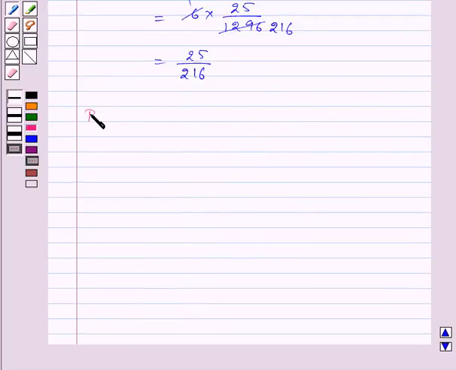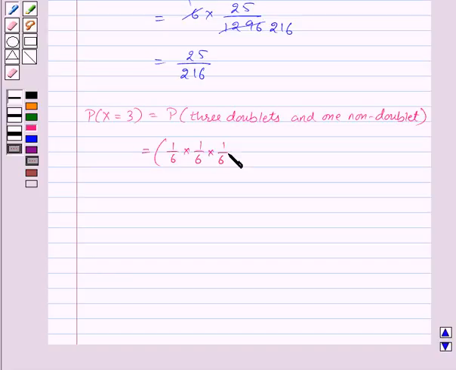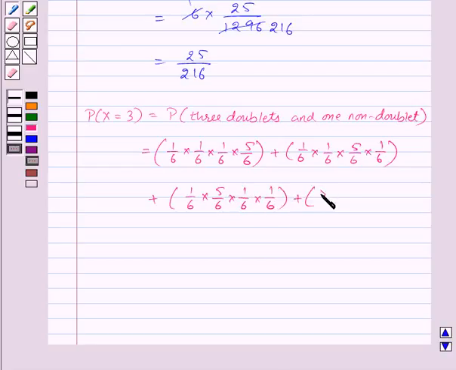Now we need to find out the probability when x is equal to 3, that is the probability of getting 3 doublets and 1 non-doublet, which will be equal to 1 by 6 into 1 by 6 into 1 by 6 into 5 by 6 plus 1 by 6 into 1 by 6 into 5 by 6 into 1 by 6 plus 1 by 6 into 5 by 6 into 1 by 6 into 1 by 6 plus 5 by 6 into 1 by 6 into 1 by 6 into 1 by 6, which will be equal to 4 into 5 upon 1296. So let's cancel 4 and 1296 by the common factor 4. So we get 5 upon 324.